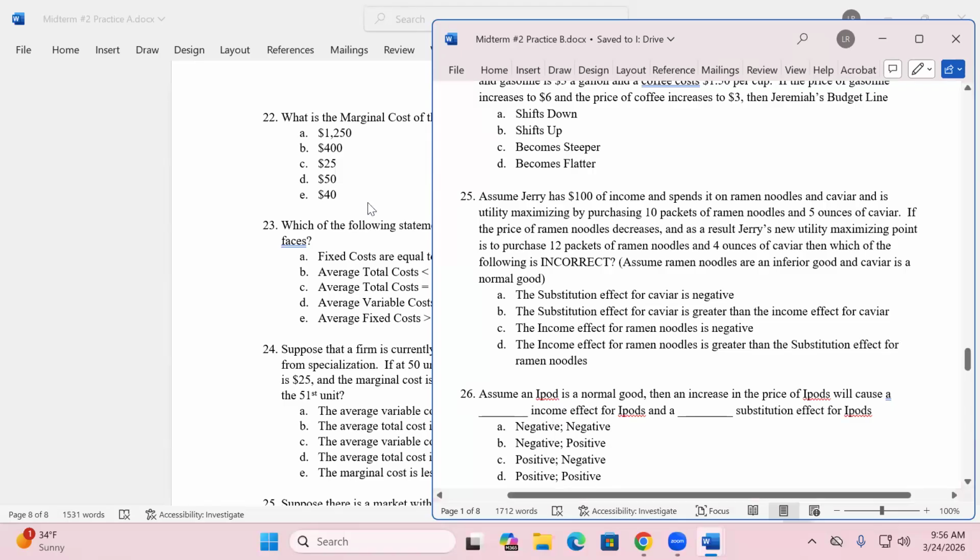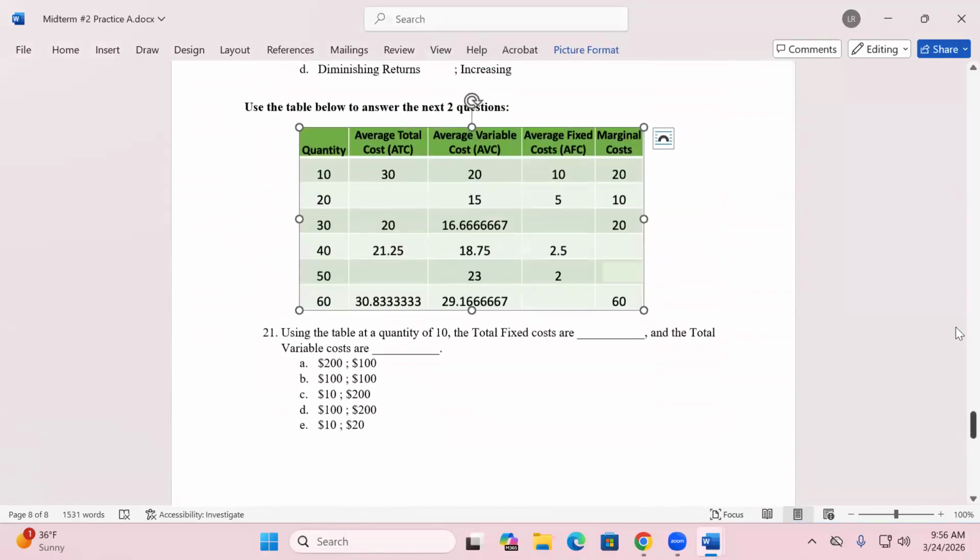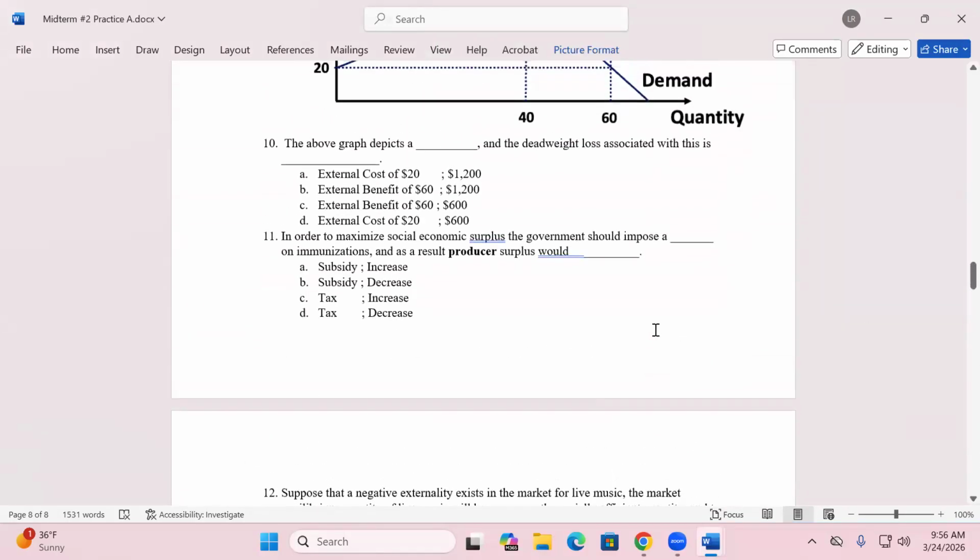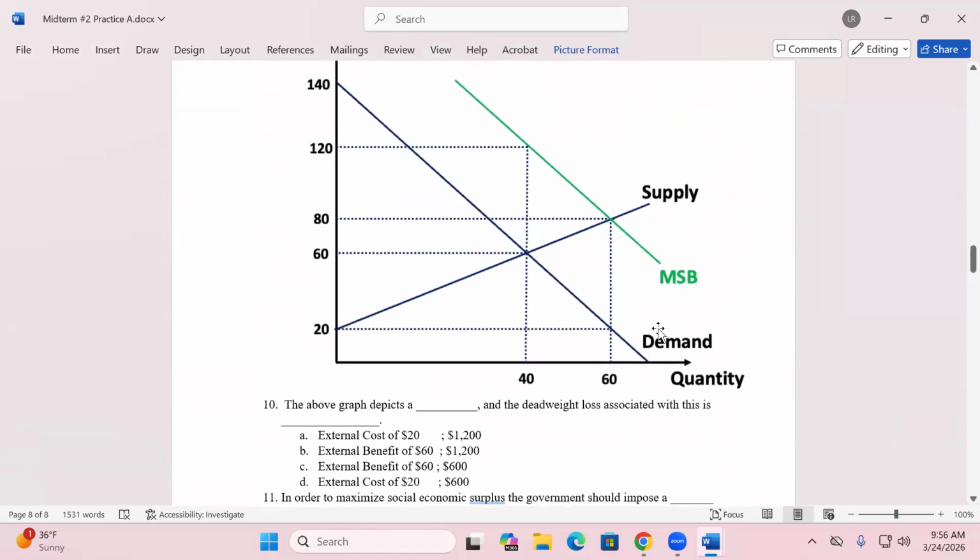Okay. So practice exam A, look at 11 and 12. Slightly different questions here, but these would be good ones to review. All right, there we go. Hopefully that does it.